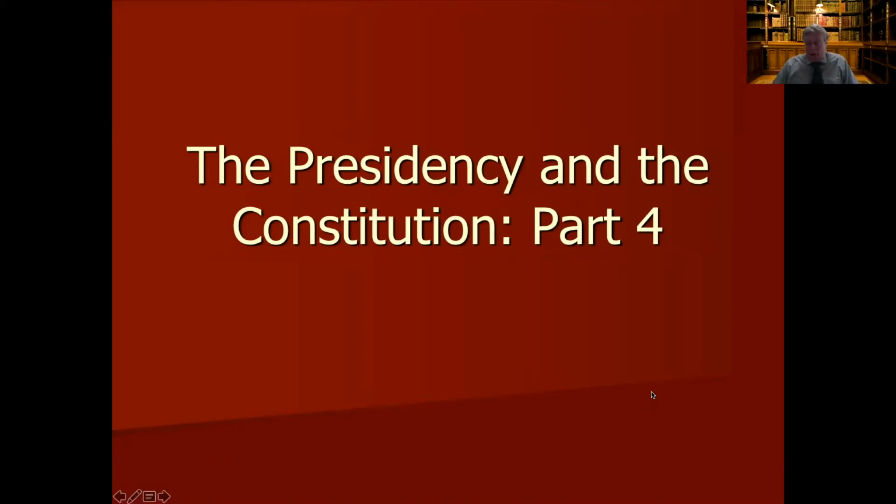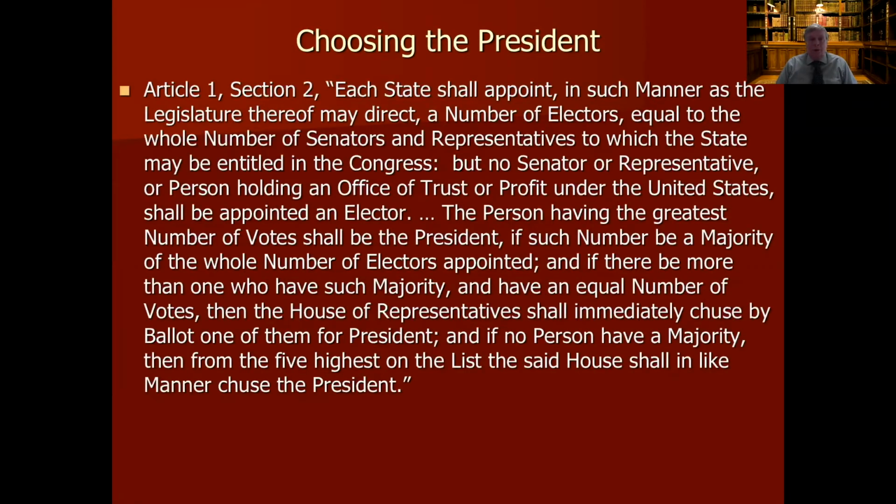And okay, so we're here at the presidency and the Constitution, part 4. So let's move to the first slide. This is obviously about choosing the president. What does the Constitution say about that? In Article 1, Section 2, notice this is the legislative article. The text reads, "Each state shall appoint in such manner as the legislature thereof may direct a number of electors equal to the whole number of senators and representatives to which the state may be entitled in the Congress.